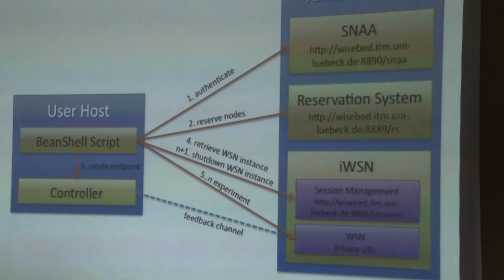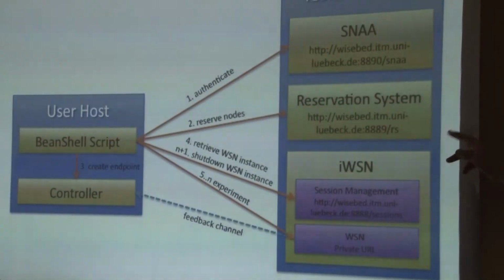For the version that I presented today, I embedded all the stuff into one process because it's much more simple. Like back in the old times, you had to set up one SNA server, one reservation system server, one IWSN server, and so on and so forth. And now you just have the portal process and the gateway process, and that's it.